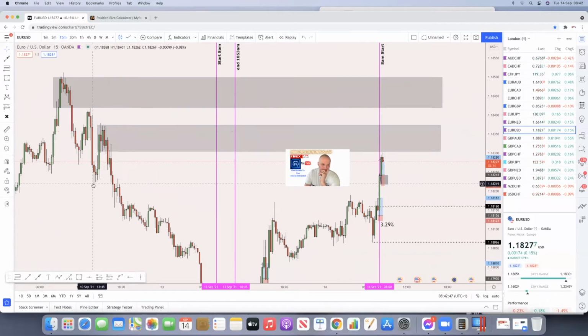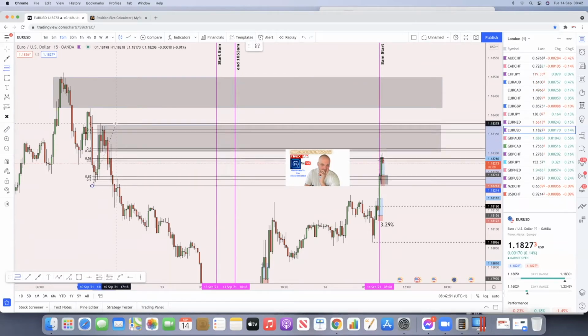However, this pullback here is to this. We've got a very strong indication that we might get a rejection off here. So we're going to get a pullback at least, and then hopefully into the area of the next pullback. You see this on the 15 minutes?